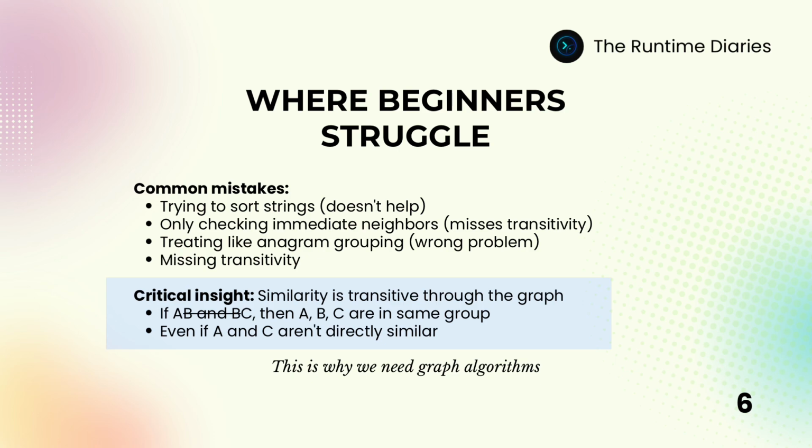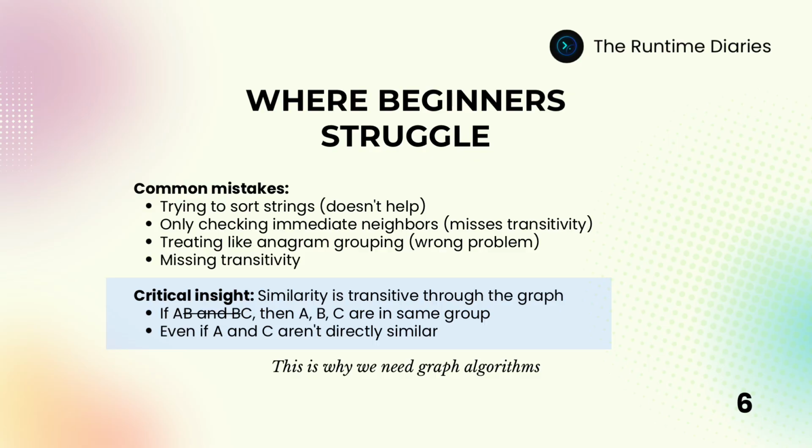A lot of people get confused by this problem because they approach it the wrong way. They try sorting the strings alphabetically, thinking that will group similar strings together. It doesn't help. Similarity isn't based on alphabetical order. They compare only adjacent strings in some ordering, missing connections that exist elsewhere. They treat the problem like anagram grouping, where you group strings with the same characters. That's a completely different problem.